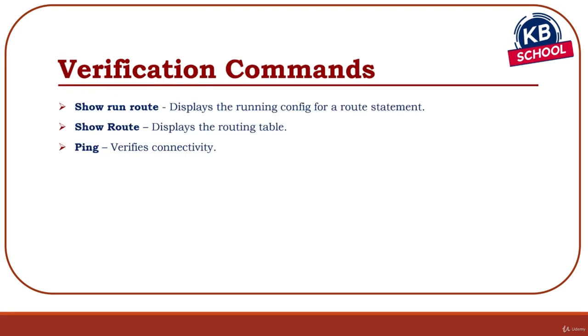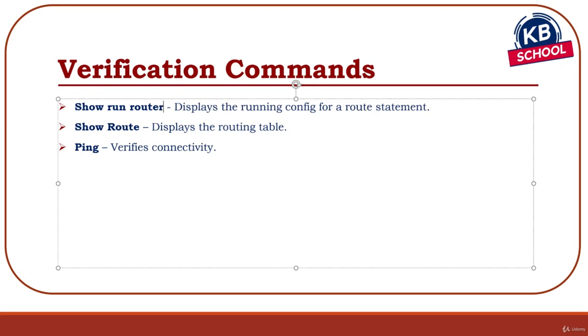Once I'm done with it, for verification, show run route shows you, actually show run router, not route, shows you the running config for the RIP process. Show route shows you the routing table. Ping verifies the connectivity. All right, so this is something that we've talked about now. Let's go ahead and actually implement it.